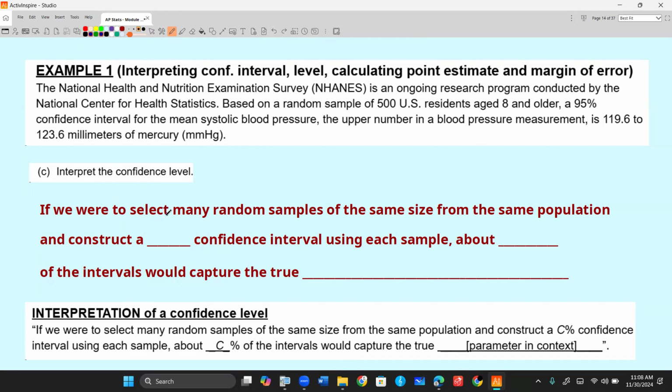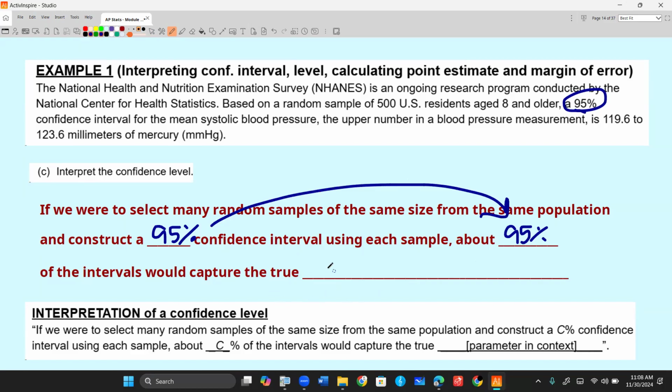So the way you say it is, if we were to select many, many random samples of the same size from the same population and construct, since we're still dealing with a 95% confidence interval, so we're going to write 95% confidence interval using each sample, about 95%. So we're going to repeat that number again. About 95% of those intervals would capture the true, and we're going to go back to what we're talking about, so mean systolic blood pressure.